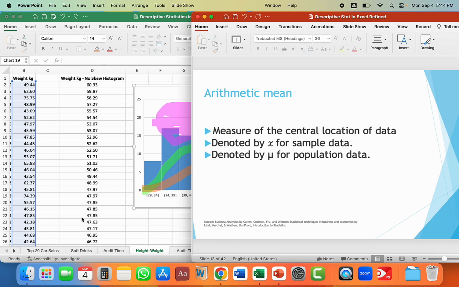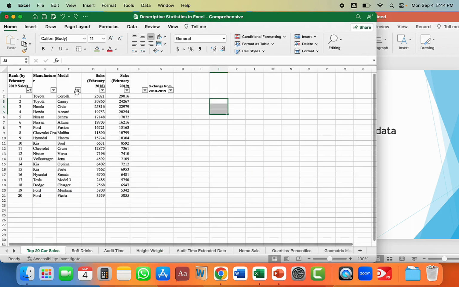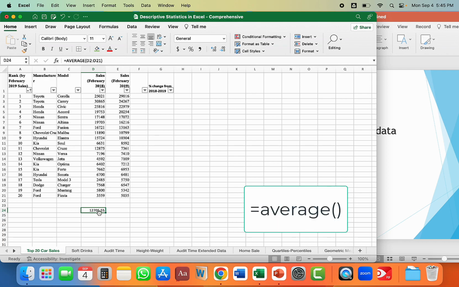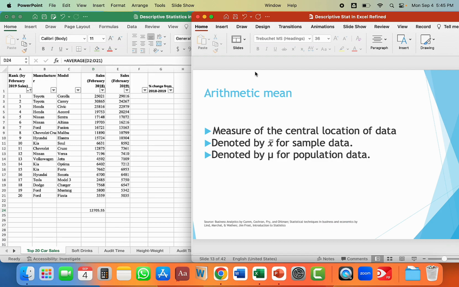The next thing is arithmetic mean. Arithmetic mean is used to calculate average. Let's say top 20 car sales, and we have these sales, and if I want to calculate average in the month of February, that average turns out to be something like 12,705. But this average or arithmetic mean, although it has certain advantages because it's very intuitive, it's very quick, and it's very frequently used, it also has certain limitations.